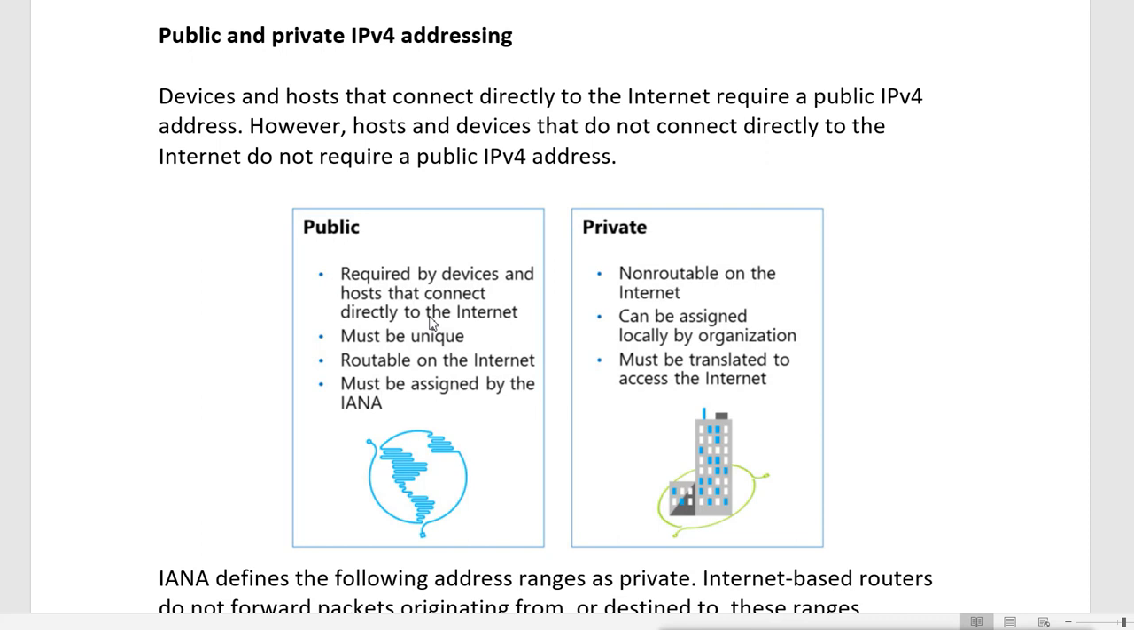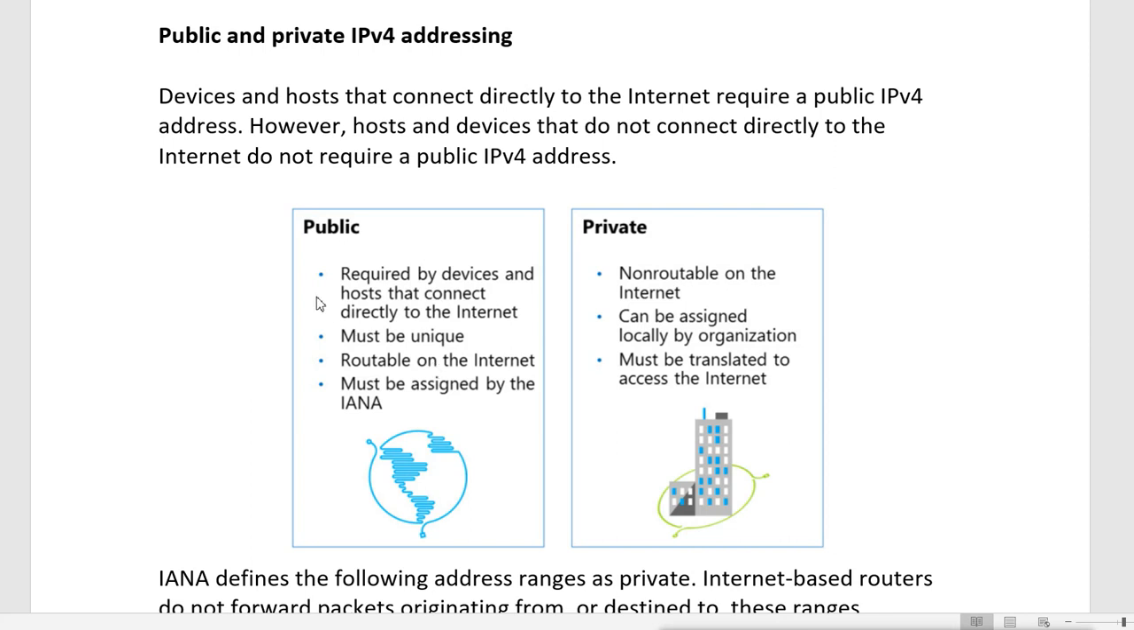So public addresses are not free. They come on lease, and basically when you get internet, you will get one public address, or when you take a leased line, you will get the public address. Private addresses, you don't have to get from anywhere. You can use those addresses in your local environment. Public addresses required by devices and hosts that connect directly to the internet must be unique, routable on the internet, and must be assigned by IANA.